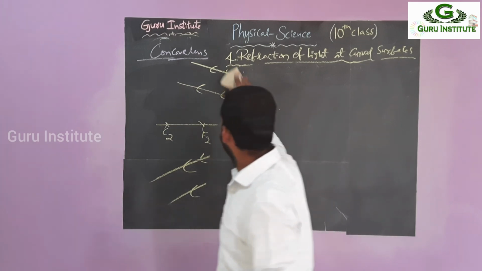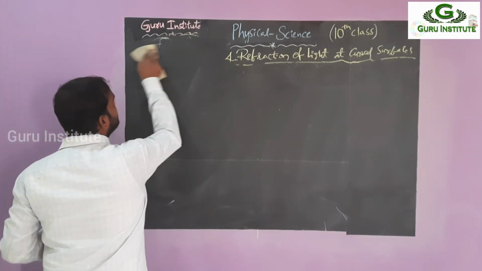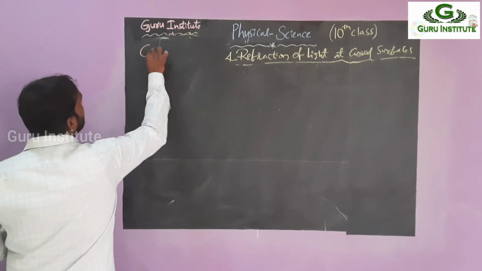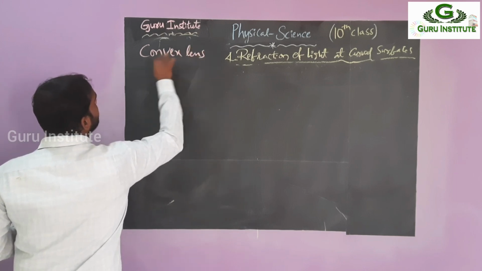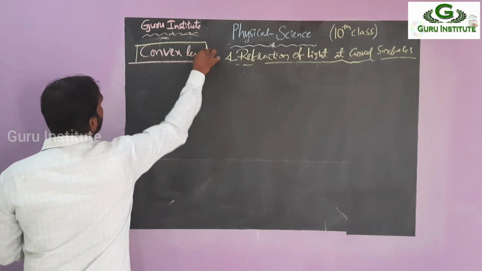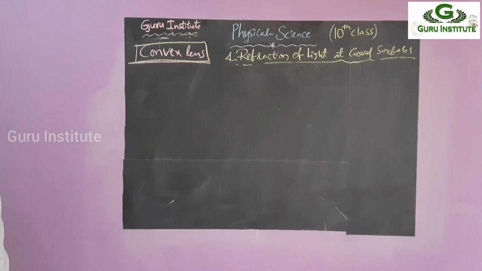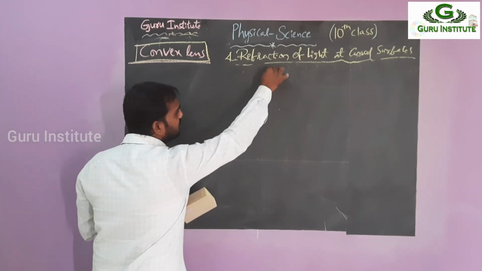What are the remaining cases? Object beyond C, at C, between F and C, at F, and between P and F. So we have to see these for convex lenses. Okay, right? So now we are going to see these pictures clearly for the concave and convex lens. So first we have to see the convex lens. Observe here.